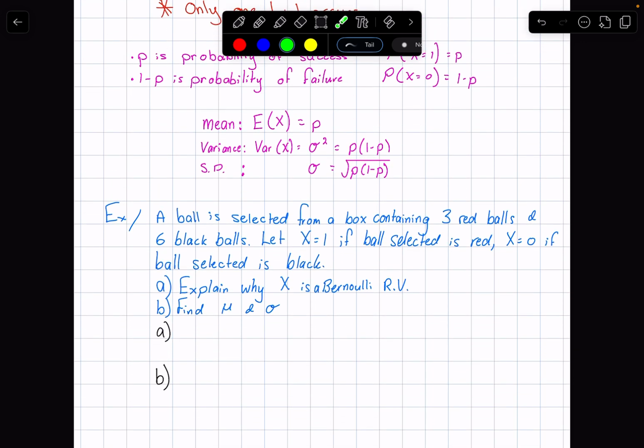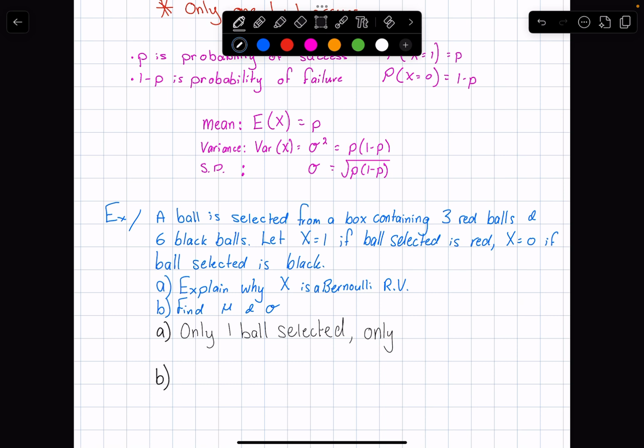So a ball is selected from a box containing 3 red balls and 6 black balls. Let x equal 1 if the ball selected is red, x equals 0 if the ball selected is black. Explain why x is a Bernoulli random variable. Well, there is only one ball selected, so that's our one trial, and there's only two outcomes as well. So because it satisfies both conditions, it is a Bernoulli random variable.